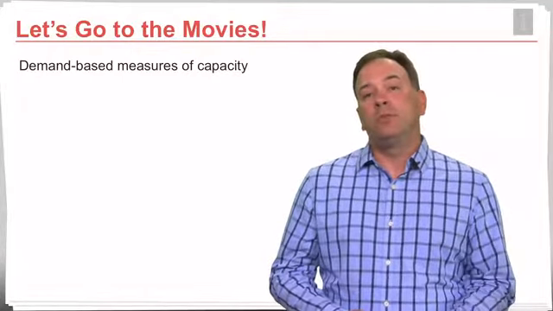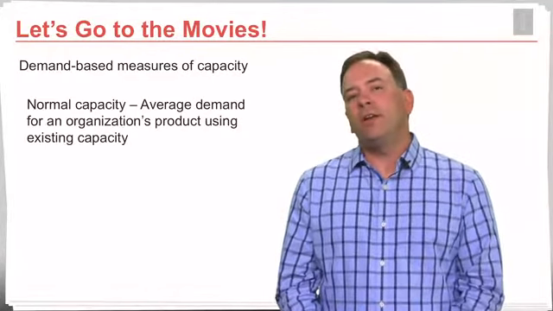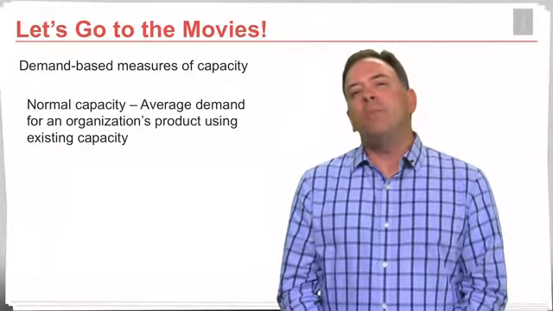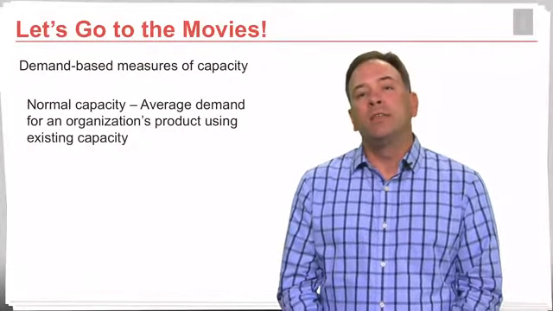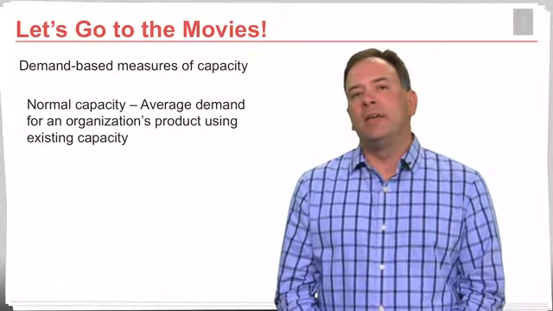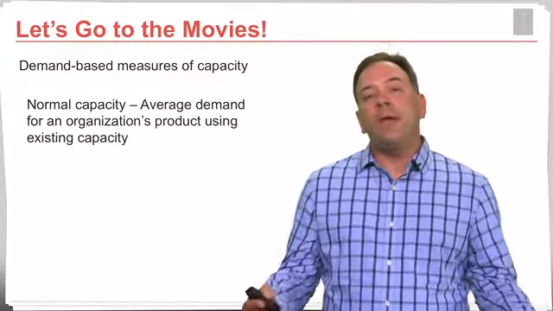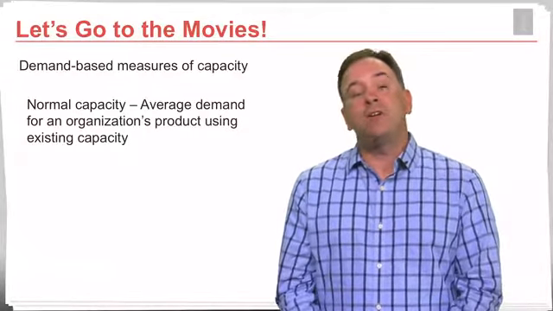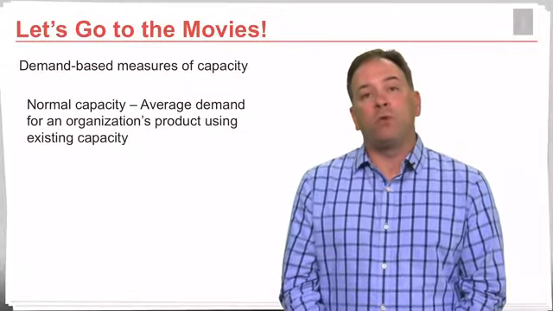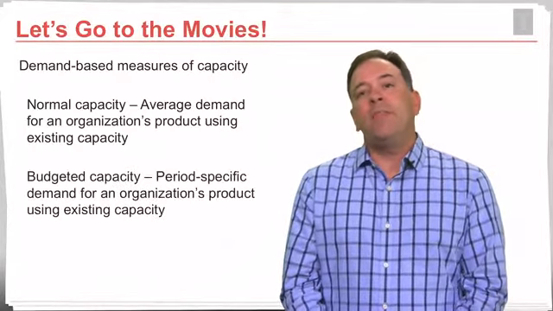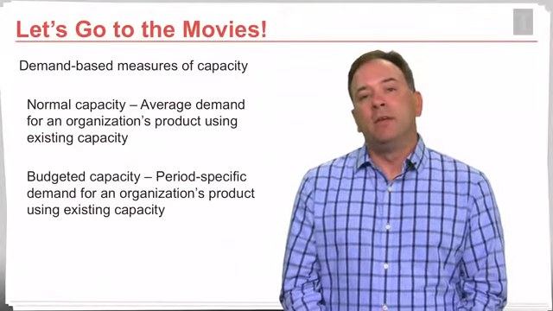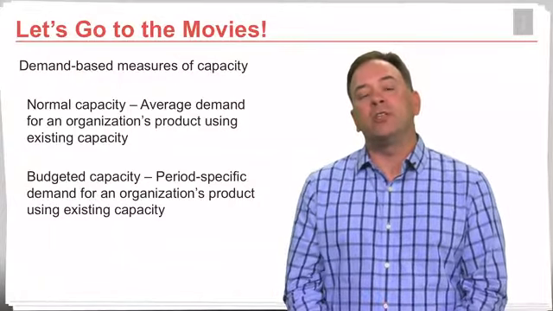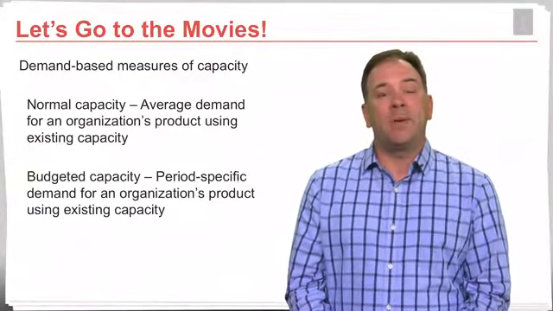And there are two types. The first is something generically referred to as normal capacity. This is average demand for our organization's product using the existing capacity. So you might think of multiple weeks of 24-hour time periods and the average number of tickets that are demanded of our capacity over those multiple weeks. And then we have budgeted capacity. Budgeted capacity is period-specific demand for our organization's product using that existing capacity.